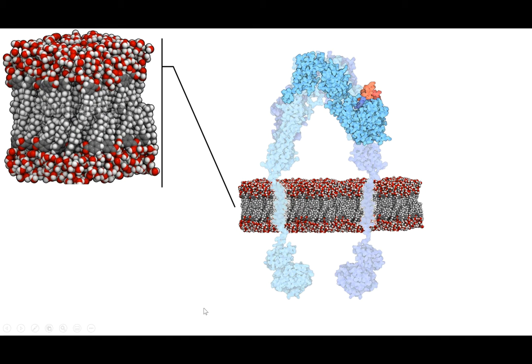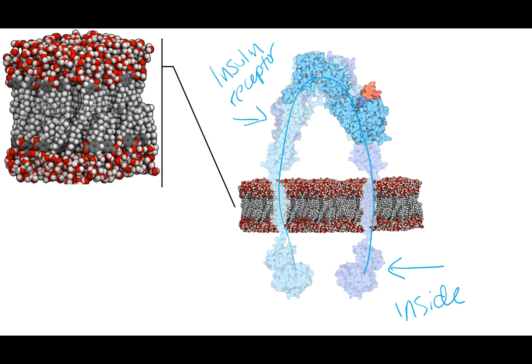This is actually a picture or a representation of an insulin receptor. So this is the insulin receptor molecule. It's a protein. This is this whole big thing, right? We have the part inside the cell, and we have part outside the cell. And its job is to receive insulin.